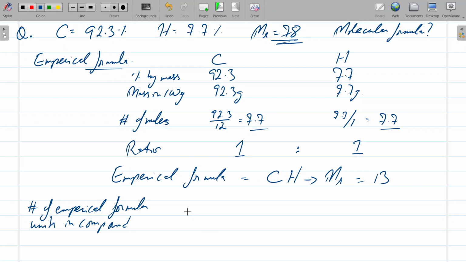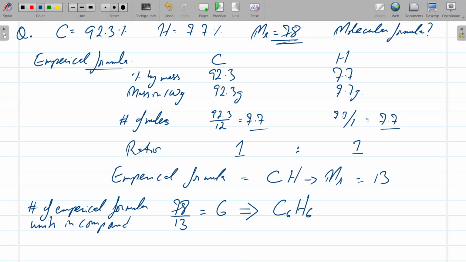We're going to do 78 divided by 13, which gives us 6. Which means there are 6 of these CH units in the compound. So I'm going to get C6H6, and that is the molecular formula.